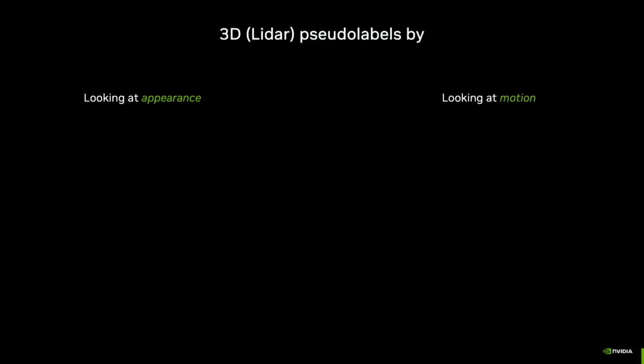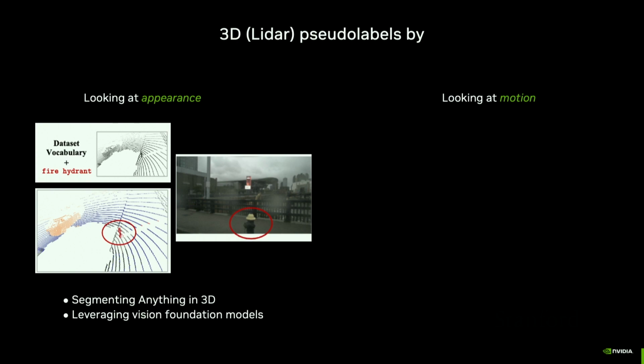So I'm going to focus on creating 3D and in particular Lidar pseudo-labels. And I'm going to present two methods. The first one is looking at the appearance of the objects. The second one is looking at the motion. And they serve two purposes, as I will explain.